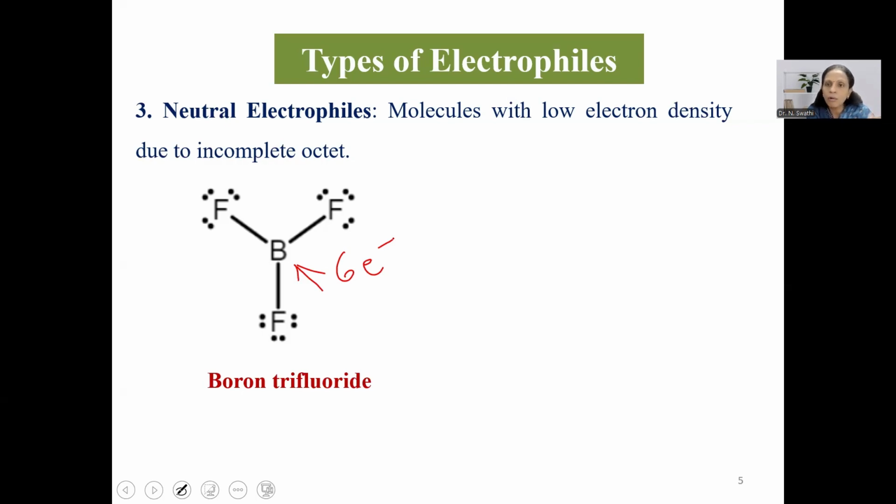So that is how boron is considered an electron deficient atom in the case of boron trifluoride, and that is how it is an example of a neutral electrophile.